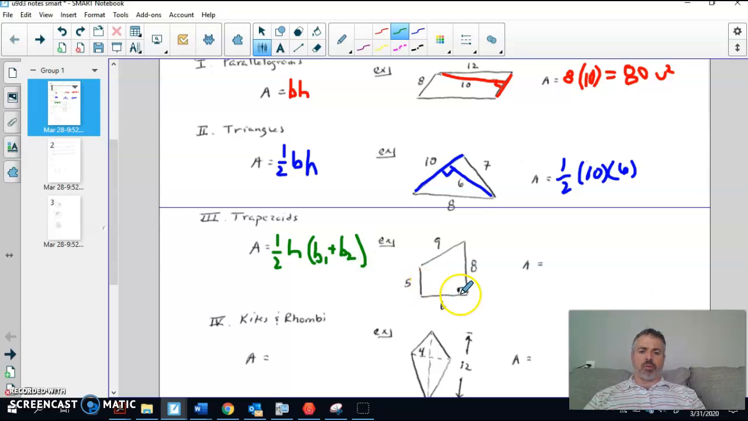So again, I'm going to look for the perpendicular. I see it right here. Because that's perpendicular, that makes 6 the height of this trapezoid. So it's kind of a trapezoid turned on its side. The bases are the 5 and the 8. So if I plug this all into the formula here, the height is going to be that 6. And then the two bases are 5 and 8.